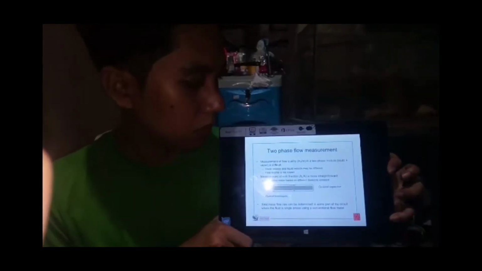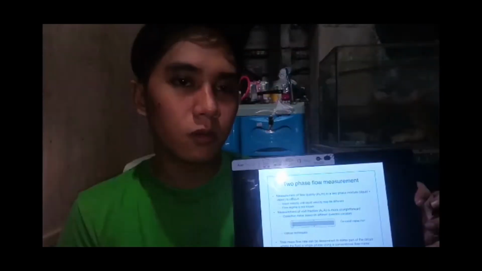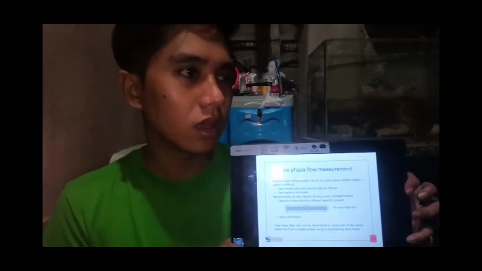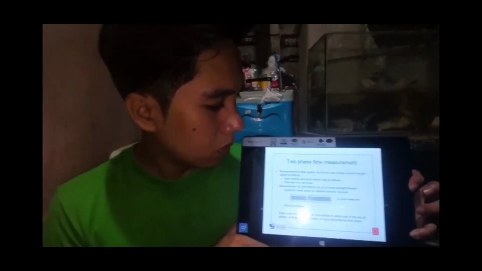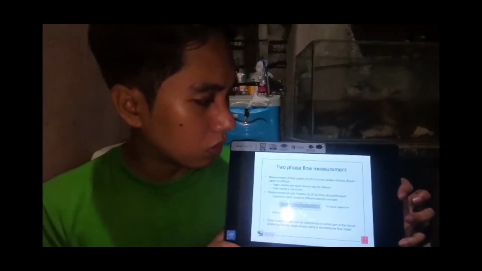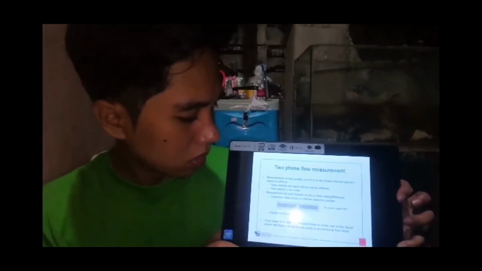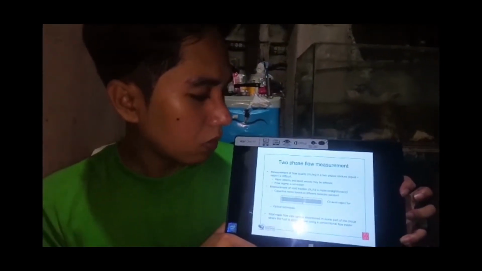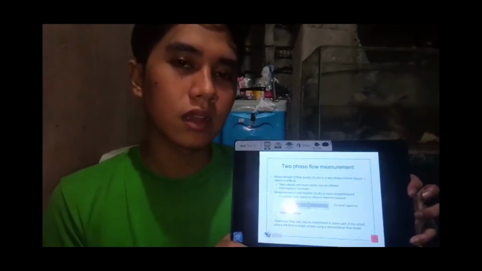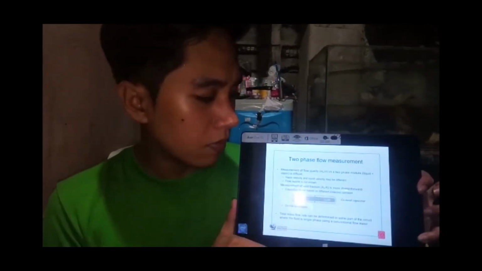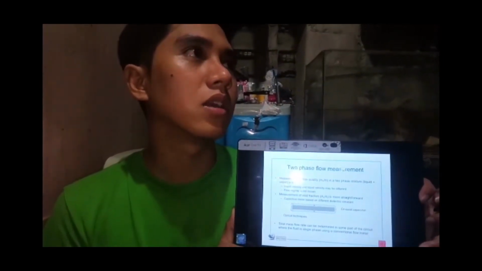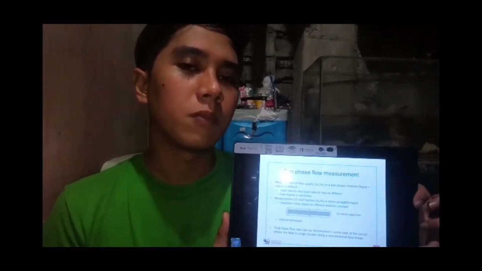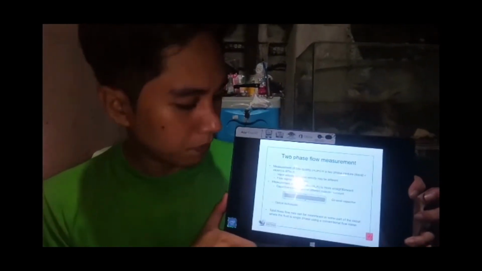I'm Erlen JB Dario, and I'll report about two-phase flow measurement. Yung two-phase flow measurement, in-estimate nito yung liquid and mass flow rate natin. Measurement of flow quality in a two-phase mixture, liquid and vapor, is difficult. Bali, yung velocity ng vapor natin dito at liquid, pwedeng magkaiba. And flow regime is not known. Yung flow regime natin, bali yung liquid and gas, nape-pair sang mag-flow together in one pipe.